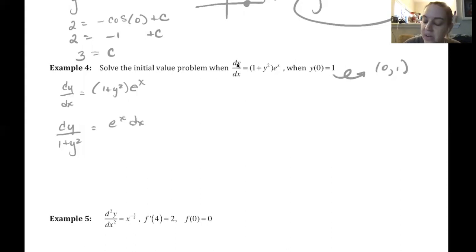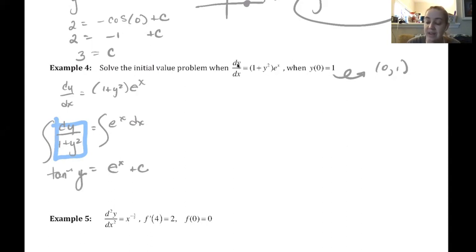Then you want to integrate each side. In this case, I think the easier side is the right-hand side. What's the antiderivative of e to the x? It's e to the x plus c. Now, on the left here, we have this dy over 1 plus y squared. What does that remind you of? Should be inverse tangent. So this is the inverse tangent of y is equal to e to the x plus c.